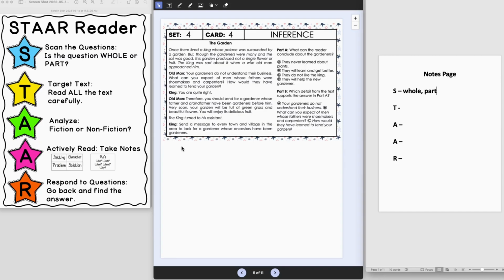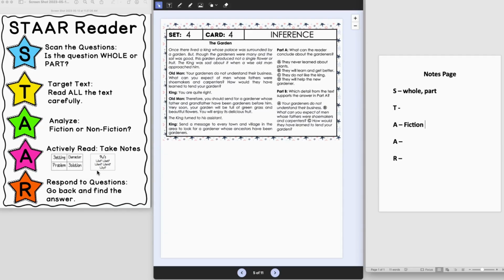been gardeners. So we've done that step. Let's move on to analyze, fiction or nonfiction. So this is a fiction story about this king and his garden. And it almost seems a little bit like it could be a fable, like it's trying to teach a lesson, but this is just part of the text. So we'll move on to the next step, which is actively read again here and take notes. And since it's fiction, we're going to think about setting, character, problem, solution.